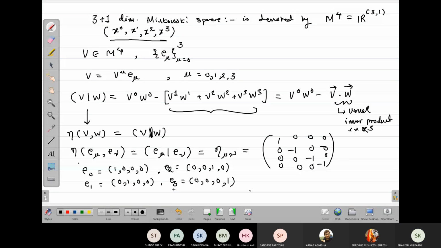Clear? You see this. Just insert, instead of V, insert E0. Instead of W, you insert E0. Then E1, E1, E2, E2, E3, E3, and then E1, E2. You use this definition. Correct. You will get what changes you are required to make. Clear?